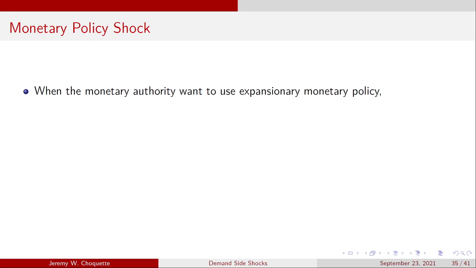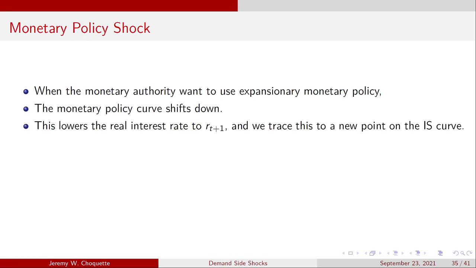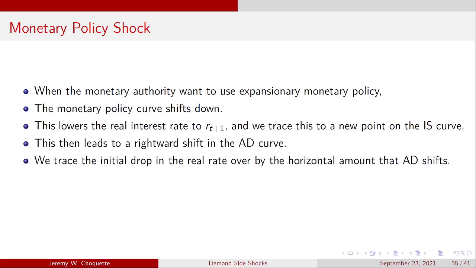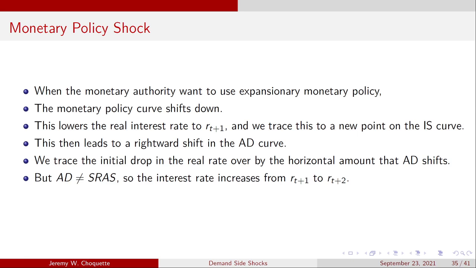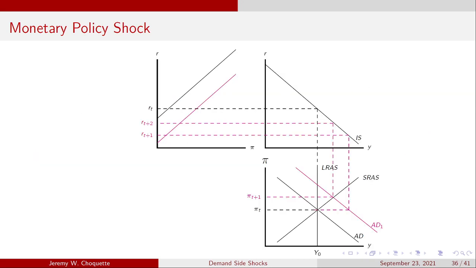So when the monetary authority wants to use expansionary monetary policy, the monetary policy curve shifts down. It lowers the real interest rate to RT plus 1, and we trace this to a new point on the IS curve. This leads to a rightward shift of the aggregate demand curve. We trace the initial drop in the real interest rate over by the horizontal amount that aggregate demand shifts. But aggregate demand is not equal to short-run aggregate supply. The interest rate increases from RT1 to RT2, which brings us to an equilibrium in which the pink aggregate demand equals short-run aggregate supply.